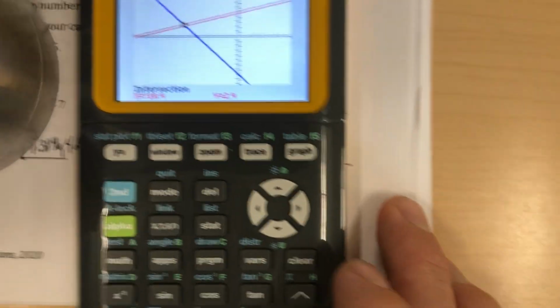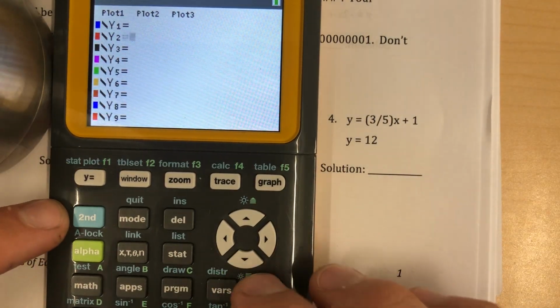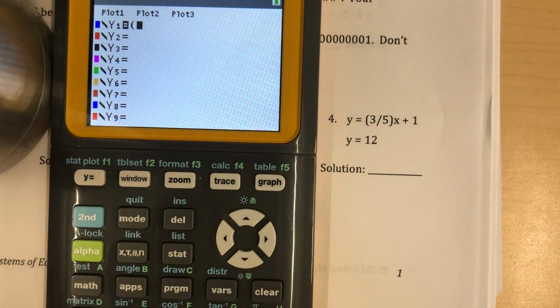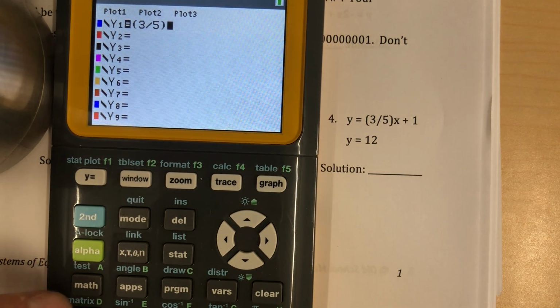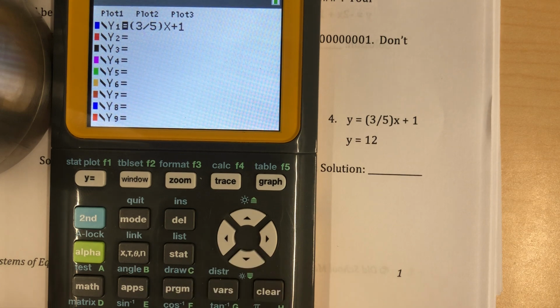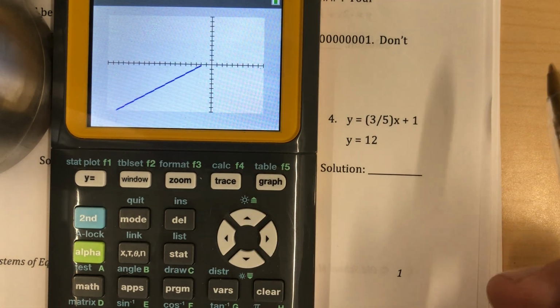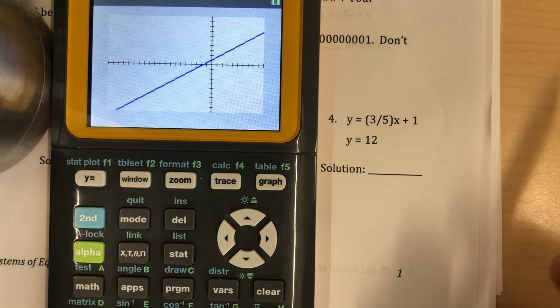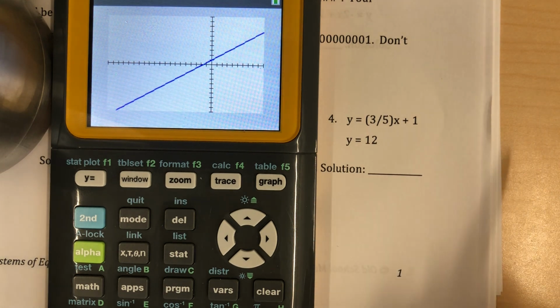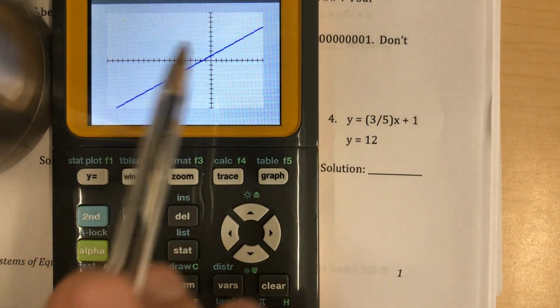Move my paper. And last but not least, let's do this last one together. 3/5, keep it in parentheses, 3/5, x plus 1, and y equals 12. So it's graphing the first line, and it's thinking, and it stopped spinning up here. So that means it has graphed the second line, but it didn't show up.